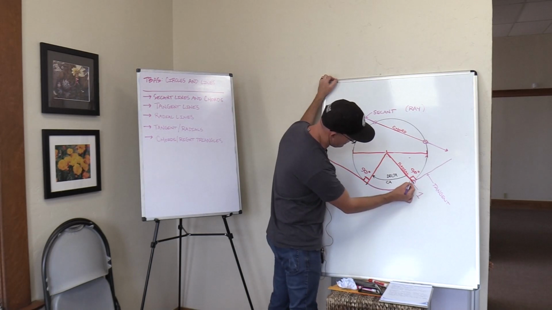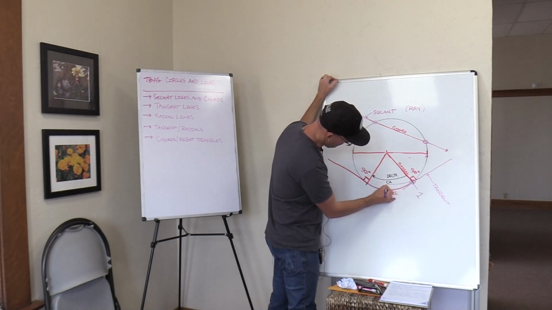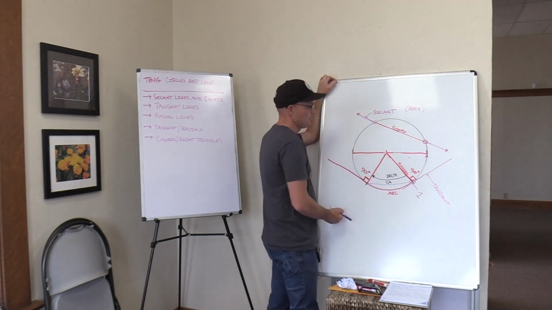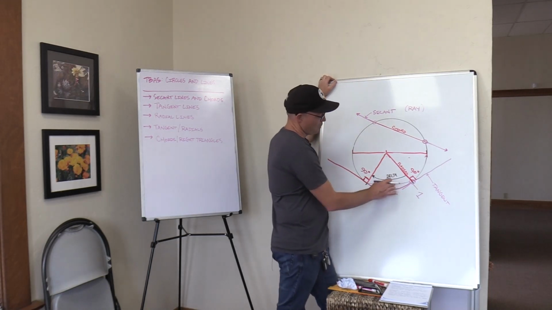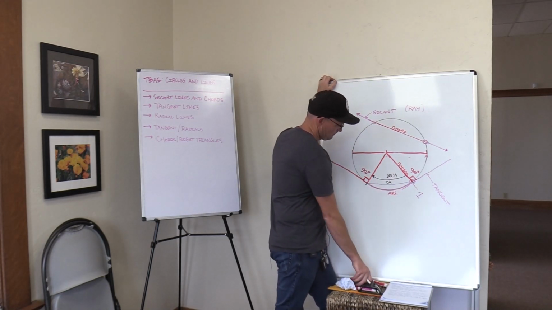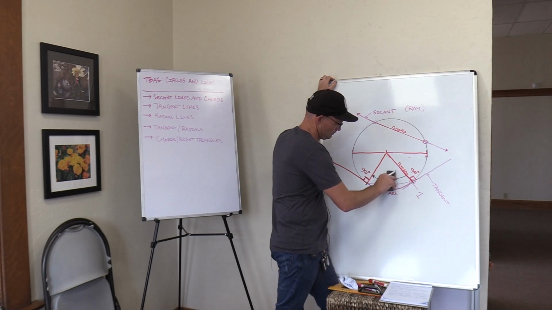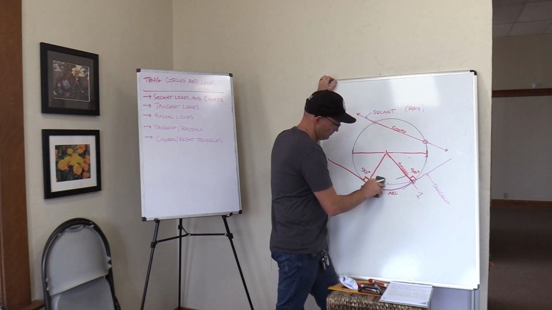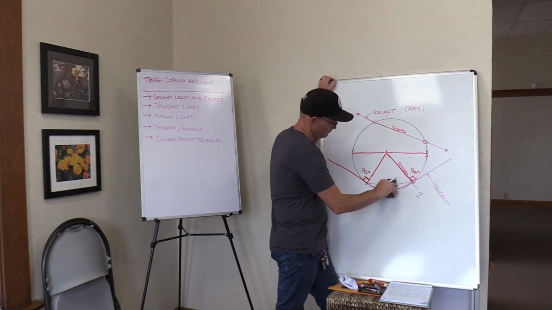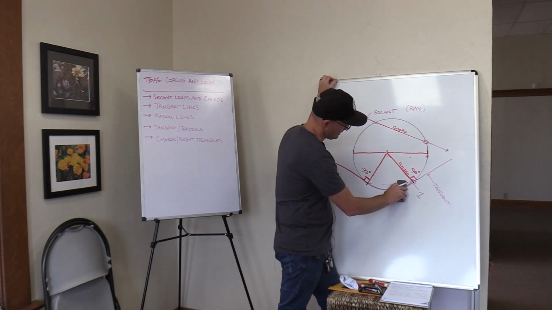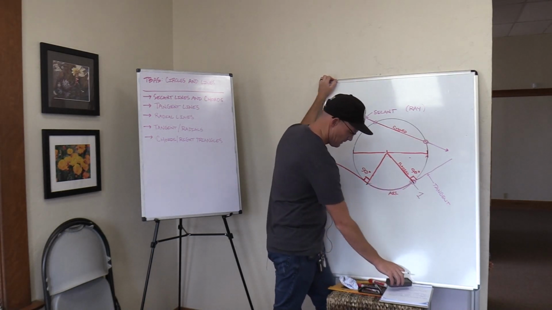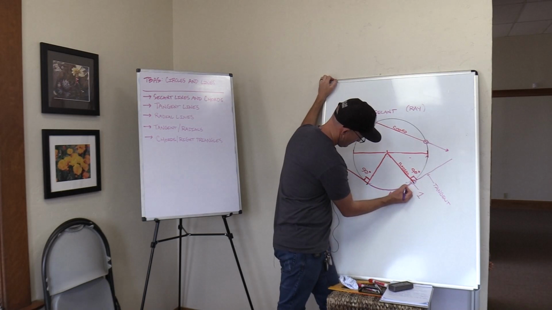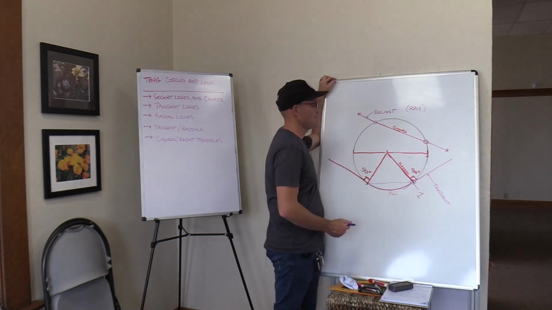So I'm going to draw in the chord here, as straight as I can. So this is the chord. I feel like I bowed my purple line down a little bit to get around that lettering. Let me try it again. That's a little better. So that's the chord.